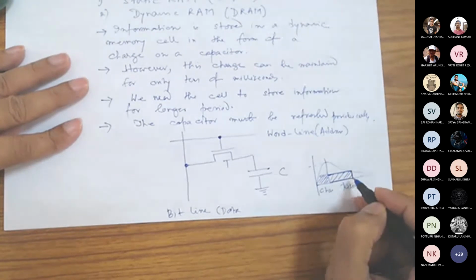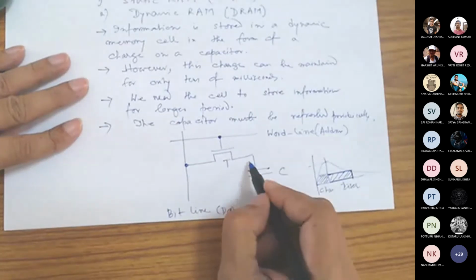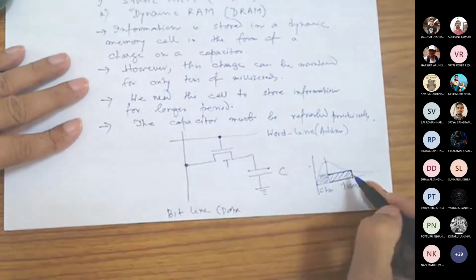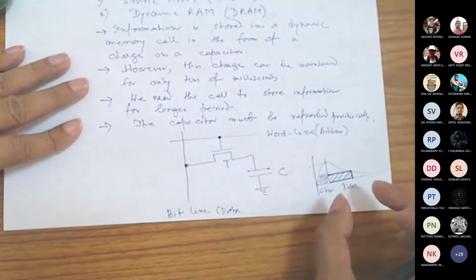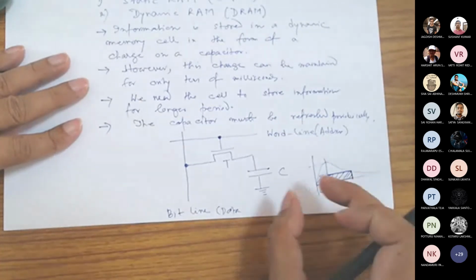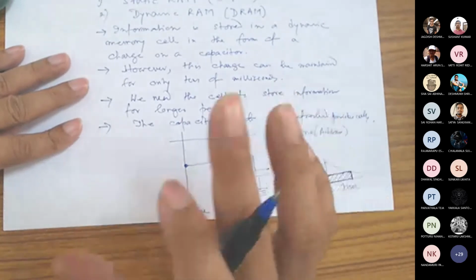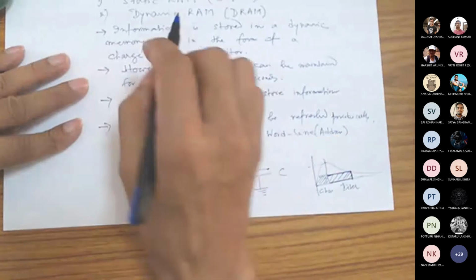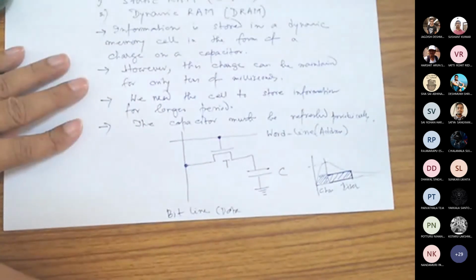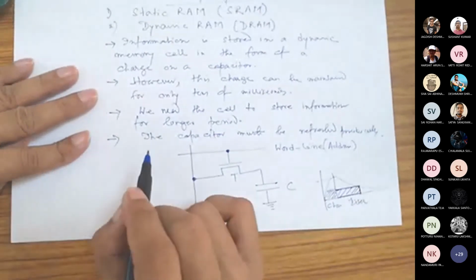So if you sense the voltage again while reading, if you read the voltage here again, you may not get the threshold value. So you need to refresh it. You should ensure that all these capacitors get refreshed at a certain interval of time, but not on a regular basis. That's why it is dynamic RAM. So the characteristics are like that.